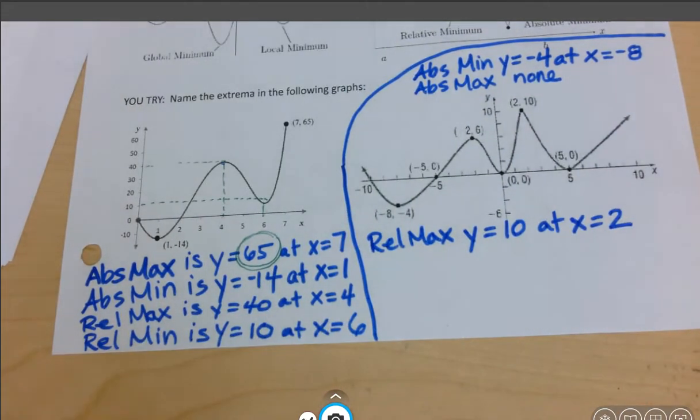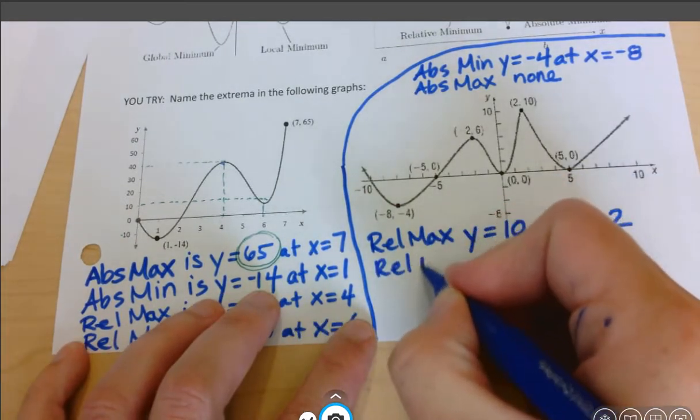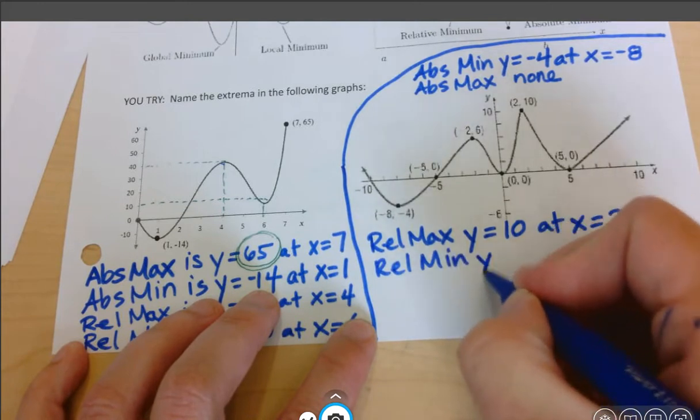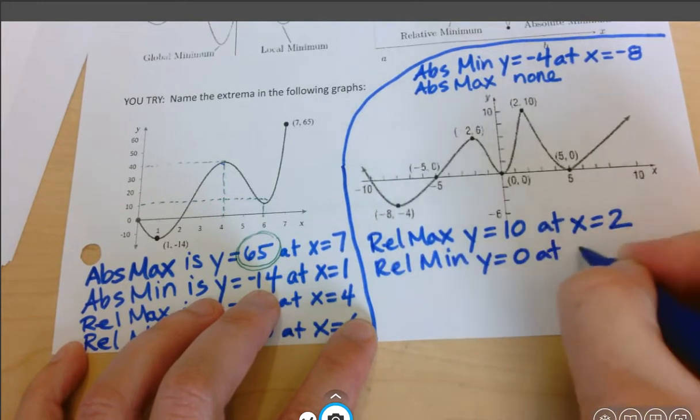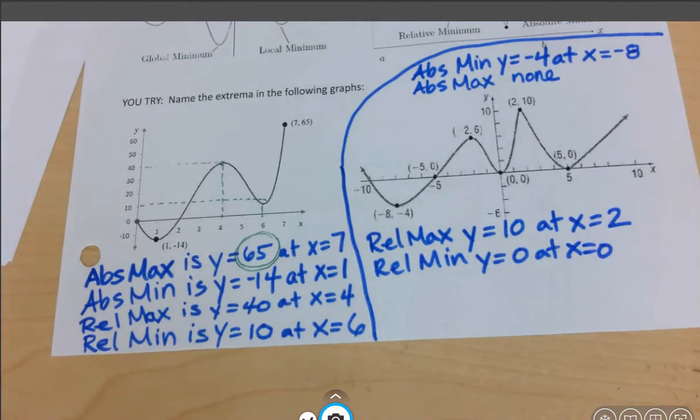Okay. Ollie, what do you have for us? y equals 0 at x equals 0. Beautiful. All right, raise your hand if you're ready to share something now. Feel like we have a couple more left. Annika.